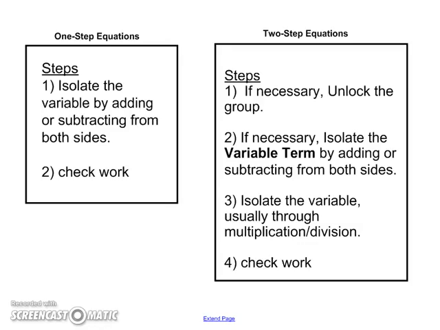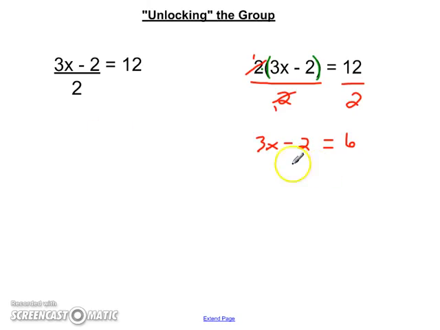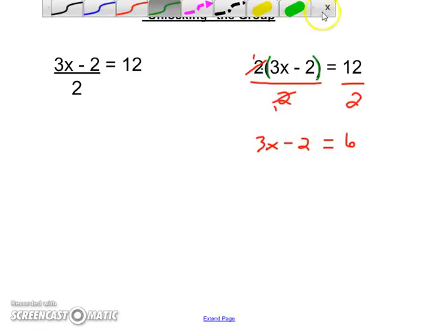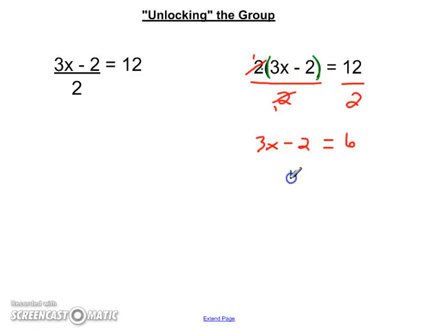Now, since I'm going through steps, my next step is to isolate. When we were doing one-step equations, it was to isolate the variable. In multiple-step equations, it is to isolate the variable term, which means we are going to get the 3x by itself on the left-hand side. So I've got to now get rid of the minus 2. Well, how do you undo minus 2? Well, we add 2 to both sides of the equation.